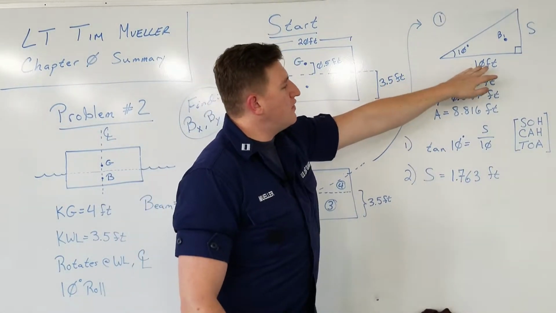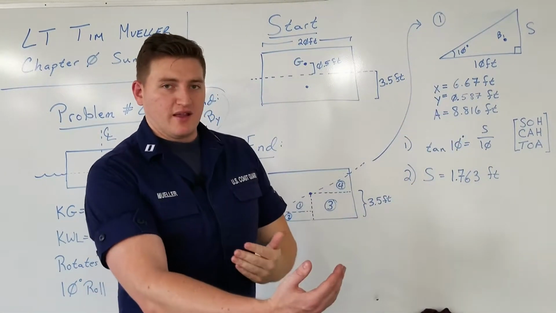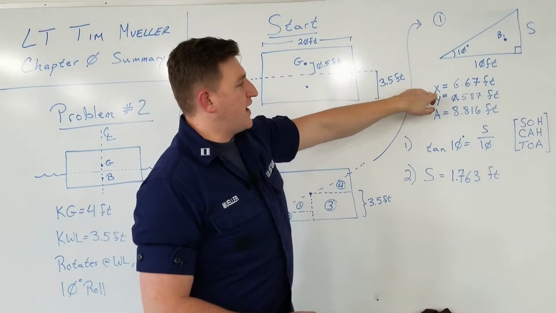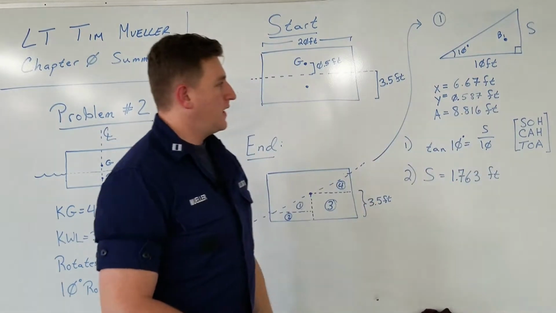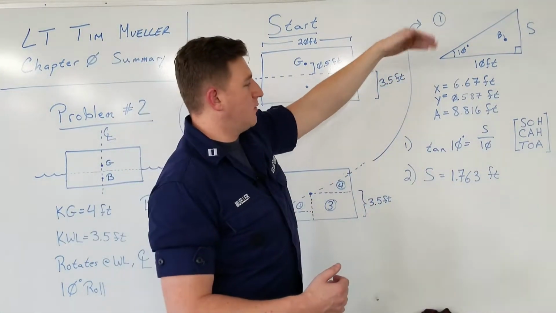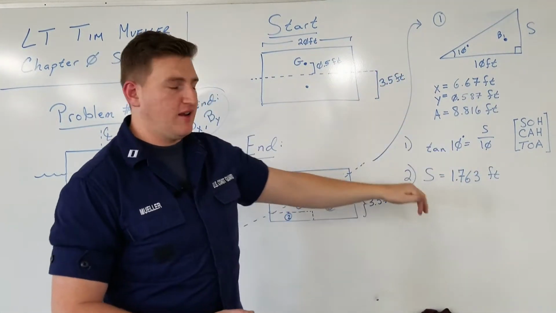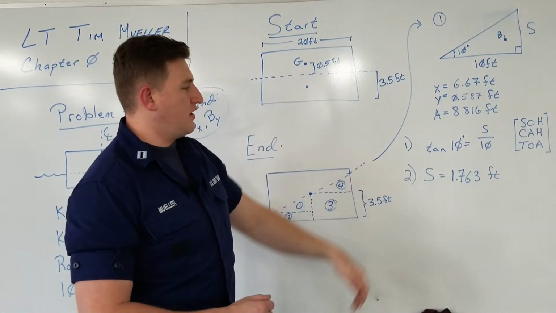So now we know the bottom, we know the x length of that triangle, so we can find the x-coordinate of our center of buoyancy. It's just 6.67. Now we have to find that y-coordinate. And I've already seen a coordinate written here, however we're going to go through the steps underneath.